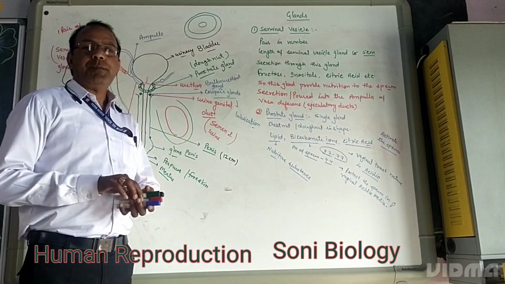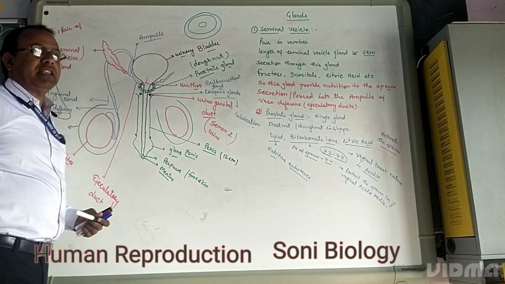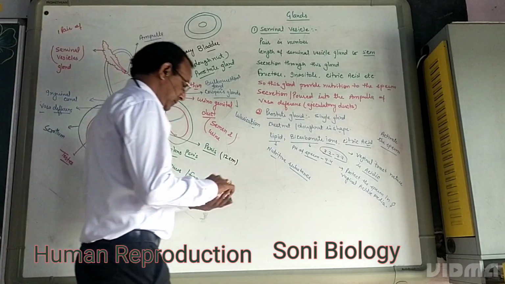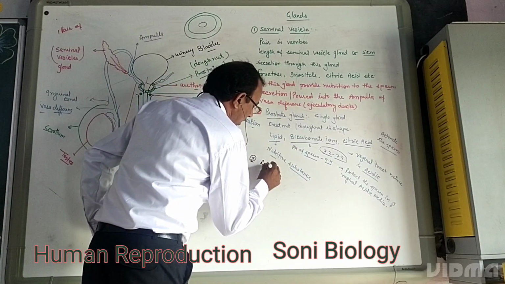Another pair of glands is the bulbourethral glands, which we can also call Cowper's glands. The third one is Cowper's gland.